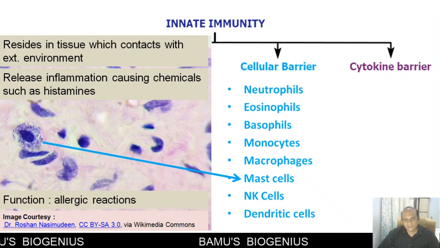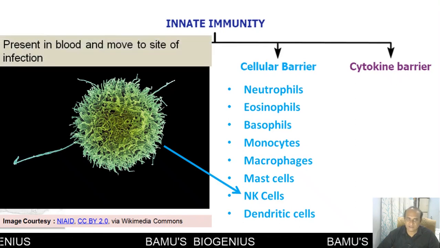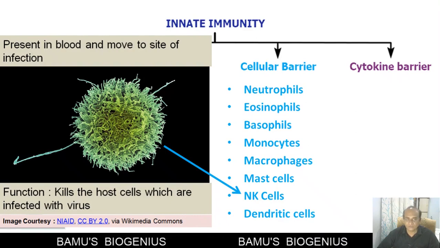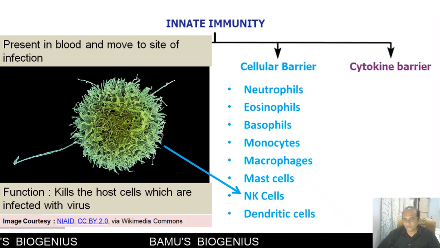Then the next one is NK cells. These are the natural killer cells. They are responsible for killing host cells if these host cells are found to be infected with viruses. These natural killer cells are present in the blood and can move to the site of infection by the viruses.